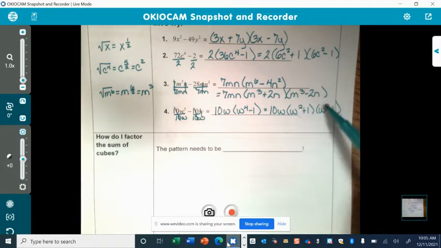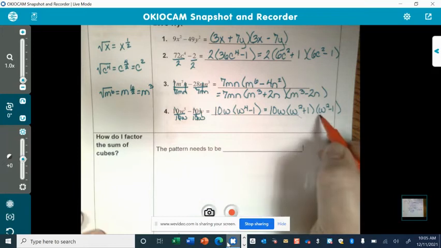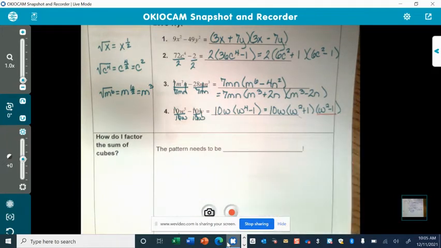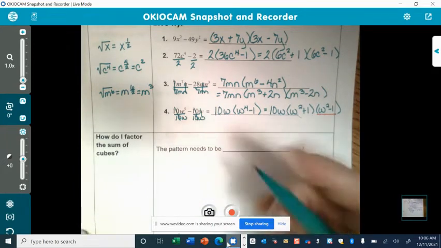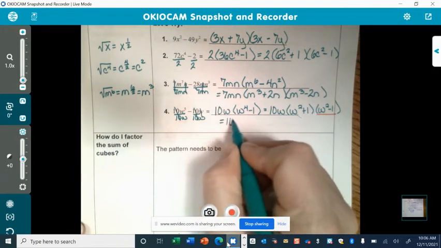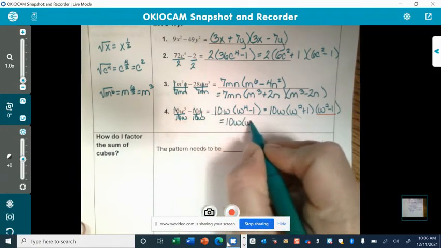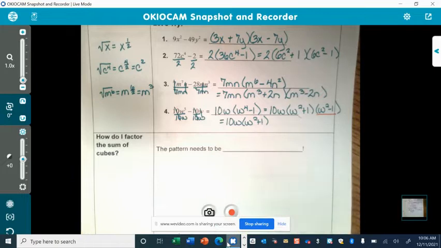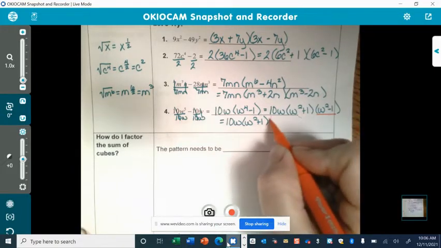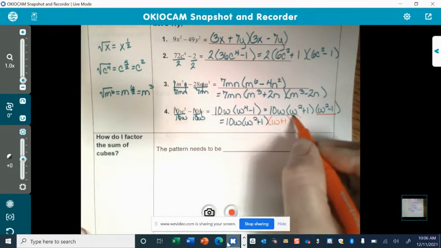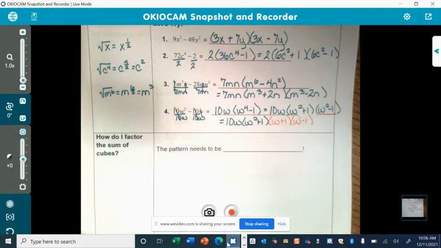But this one right here is another difference of 2 perfect squares. So my final answer is going to be 10w, w squared plus 1, and this one factors to w plus 1, w minus 1. Isn't that cool? You can do it more than once.